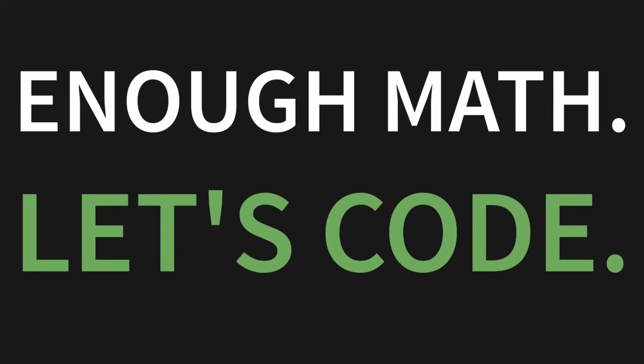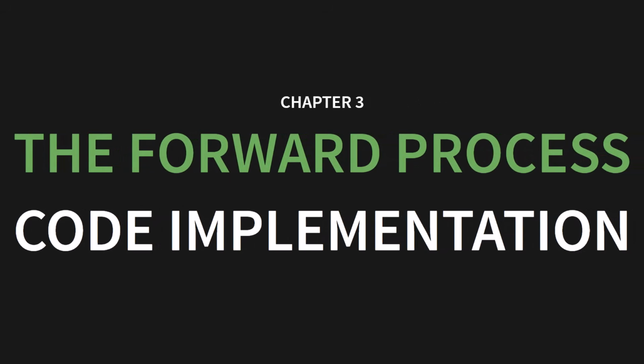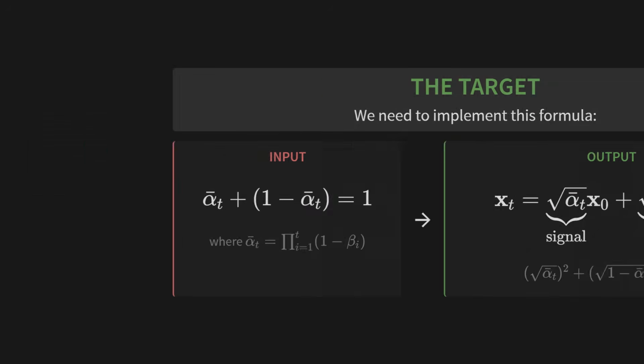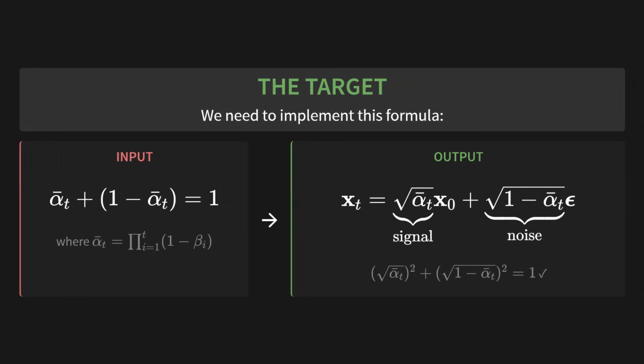Okay, that's enough math. Let's code. Welcome to Chapter 3, the forward process code implementation. Our one and only target is to implement this formula, the shortcut. On the left, you see the input we need to calculate, alpha bar sub t, which is that cumulative product of 1 minus beta. And on the right, you see the output we want, the noisy image, x sub t, which is a mix of the original signal, x sub 0, and some fresh noise, epsilon.